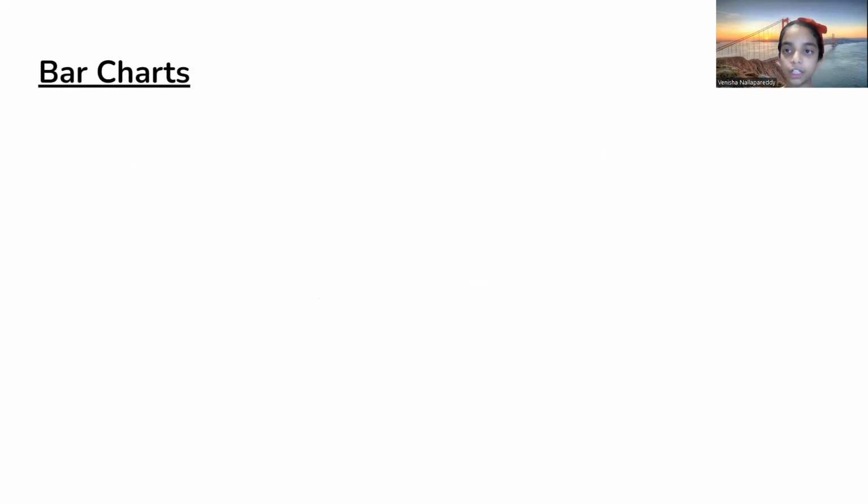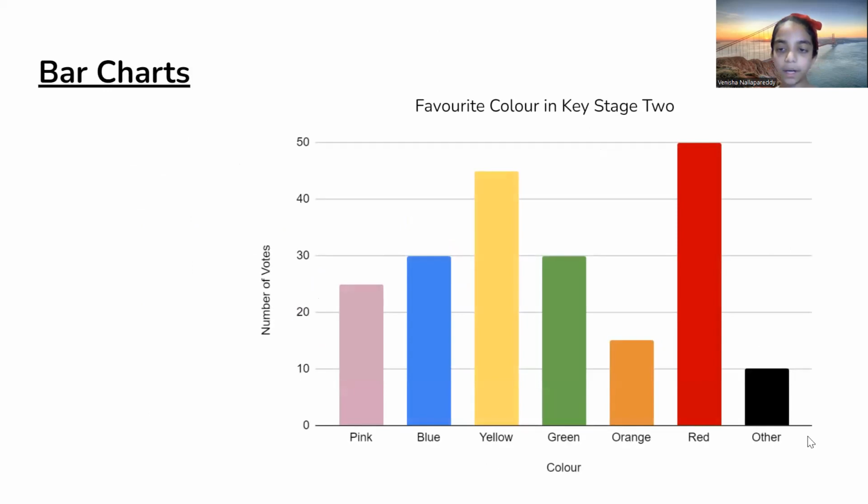So we're going to look at bar charts first. So I've created a bar chart here and it's all about the favorite color in Key Stage 2. So here are the colors. And then on our x-axis, remember this is the x-axis, the horizontal one, and then the y-axis is the vertical one. I've got pink, blue, yellow, green, orange, red, and some other colors that children might like. Then on our y-axis, I've got the number of votes. So we've got 10 votes, 20 votes, 30 votes, 40 votes, and 50 votes.